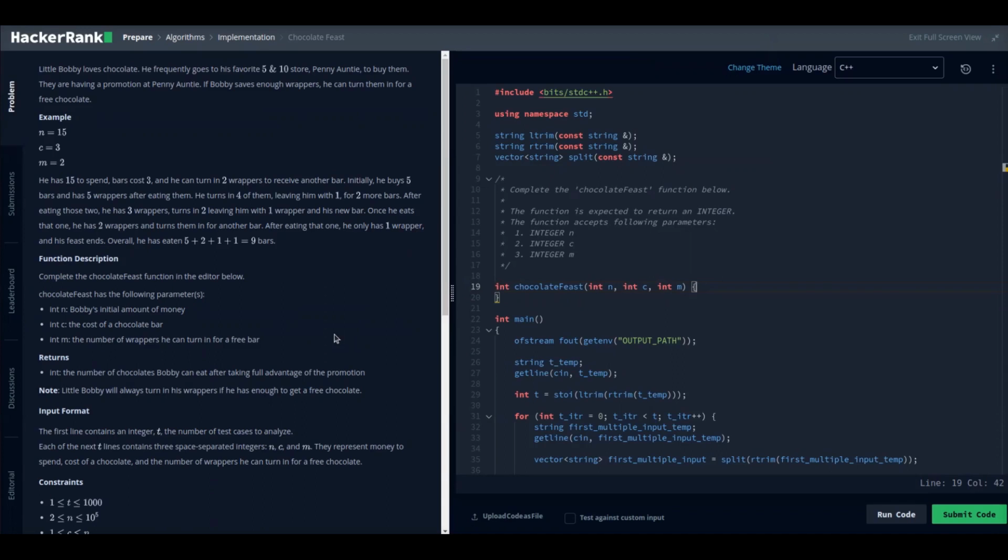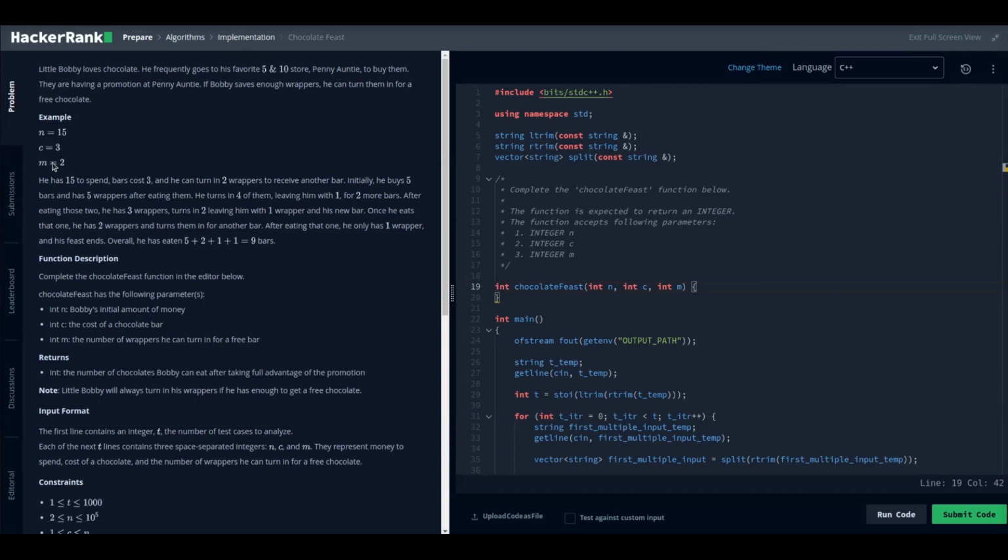So in this problem, we have a situation where you have an initial amount of money, and then you have the cost of one chocolate, and then you have the number of chocolate wrappers that you can use to buy one chocolate. That means if I'm able to buy three chocolates, I can use those two wrappers to have one more chocolate. So we can get a chocolate by either paying the amount 3 or having 2 wrappers.